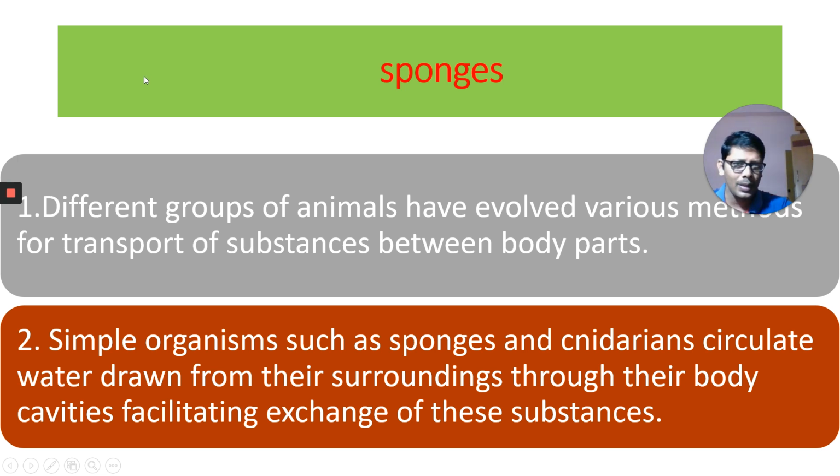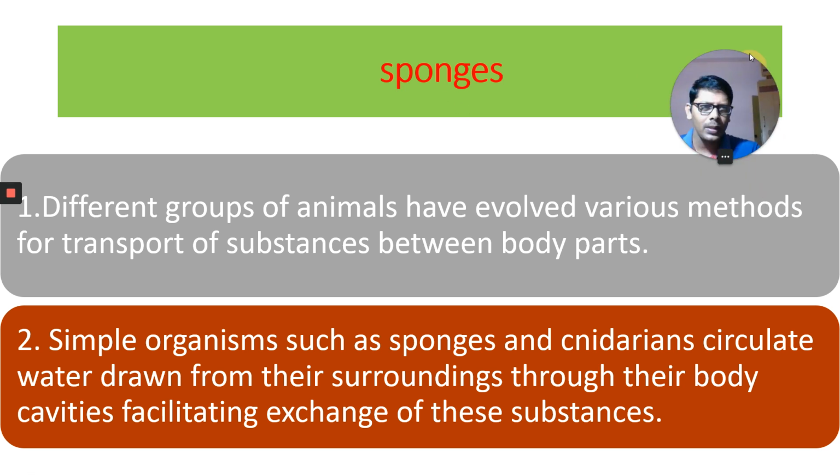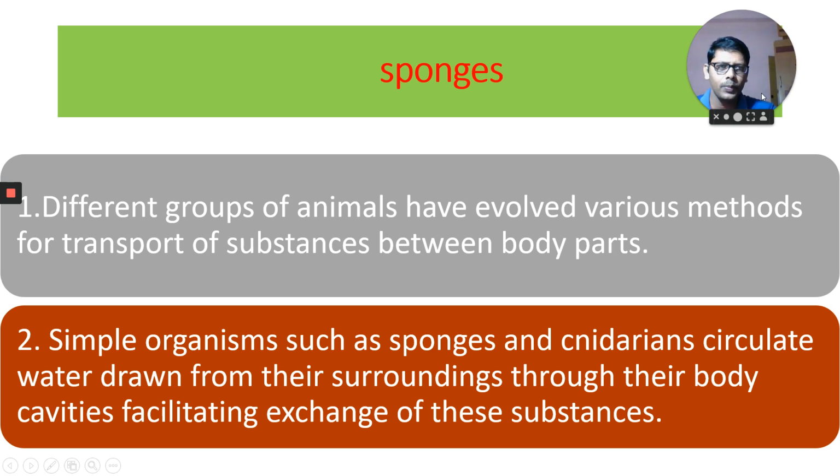Let's start our topic. What is this topic? Body fluids and their circulation. If you observe across various animals, starting from poriferans, how does circulation take place in poriferans? In poriferans, there is no circulatory system. How does transportation take place? Poriferans have a water canal system or water transport system. A water vascular system is present in echinoderms, which helps in transportation. And in poriferans, the water canal system helps in the transportation of substances.